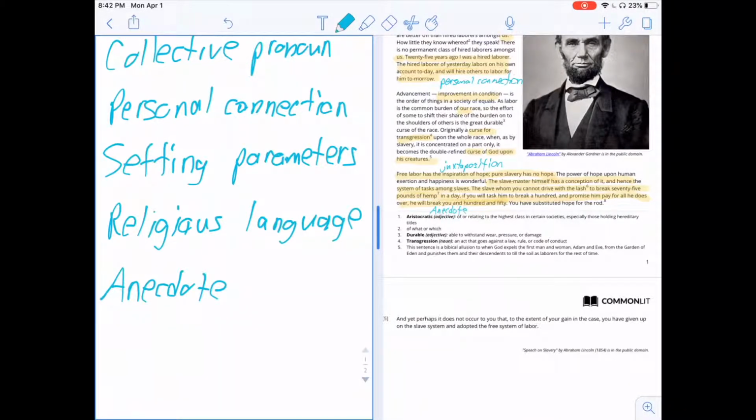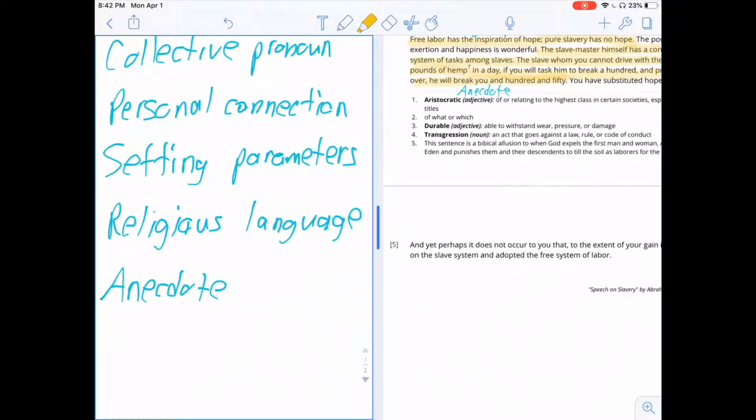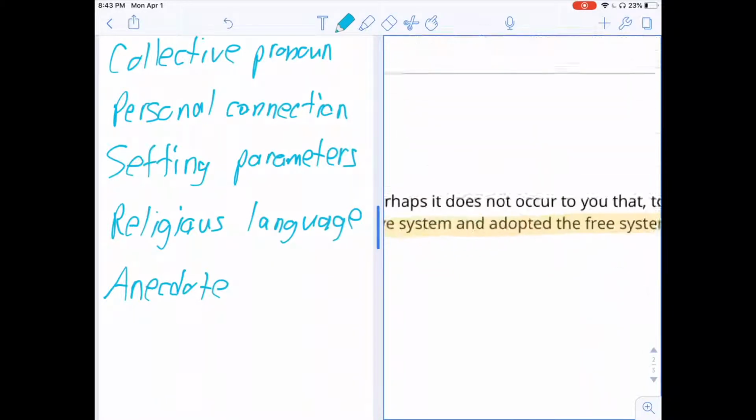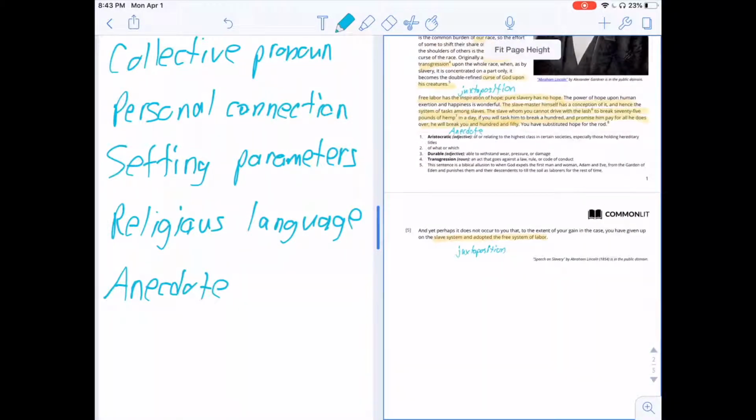"You have substituted hope for the rod. And yet perhaps it does not occur to you that to the extent of your gain in the case, you have given up on the slave system and adopted the free labor system." Alrighty. Right here, I believe this is a paradox as well. They are putting side by side the slave system and free system of labor, which were originally thought to be very contrasted and different. But now Abraham Lincoln is making the point that how man has been going, it is not so different at all.